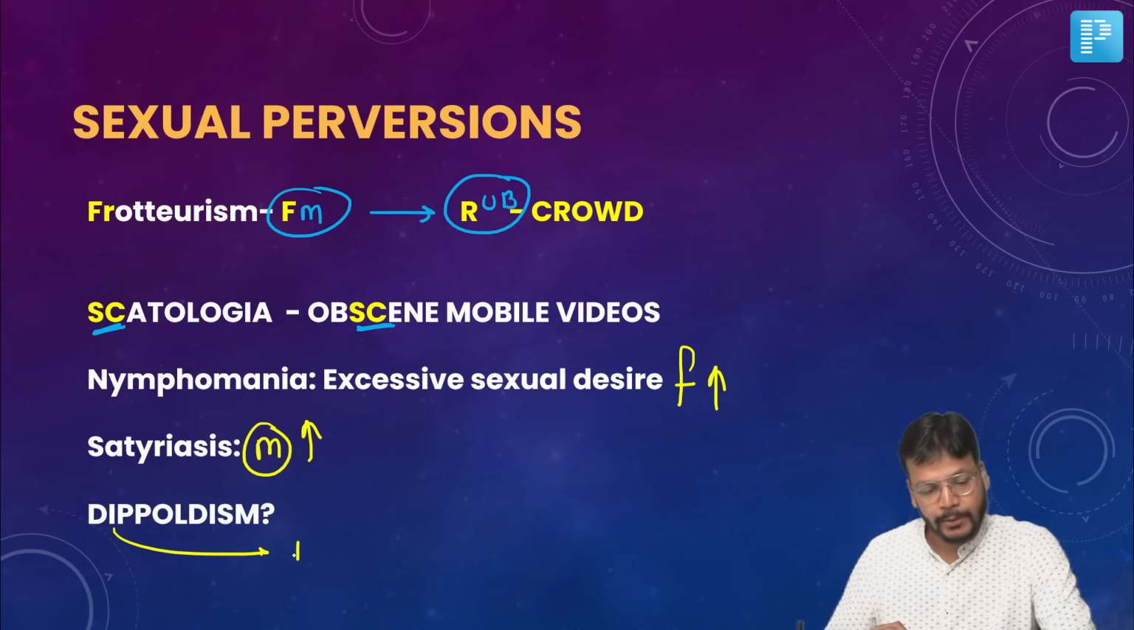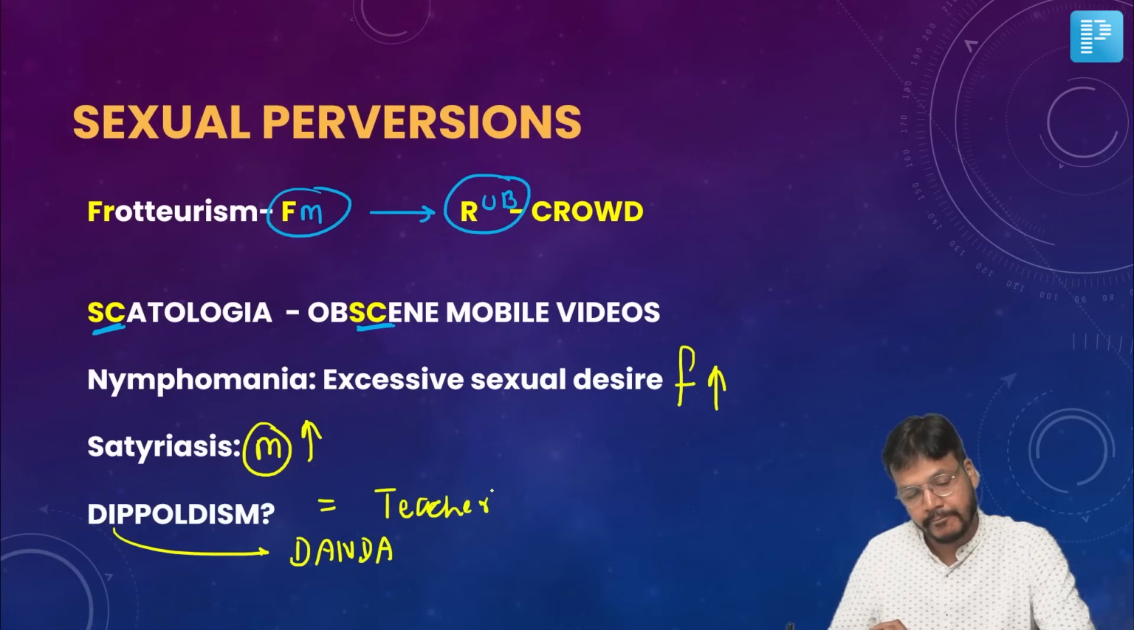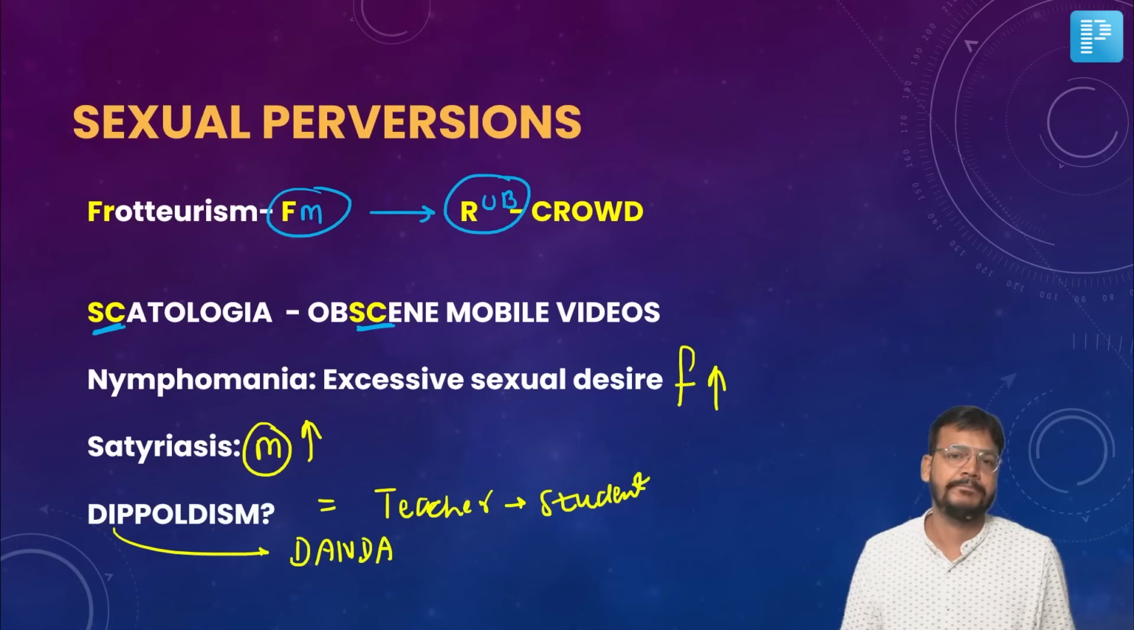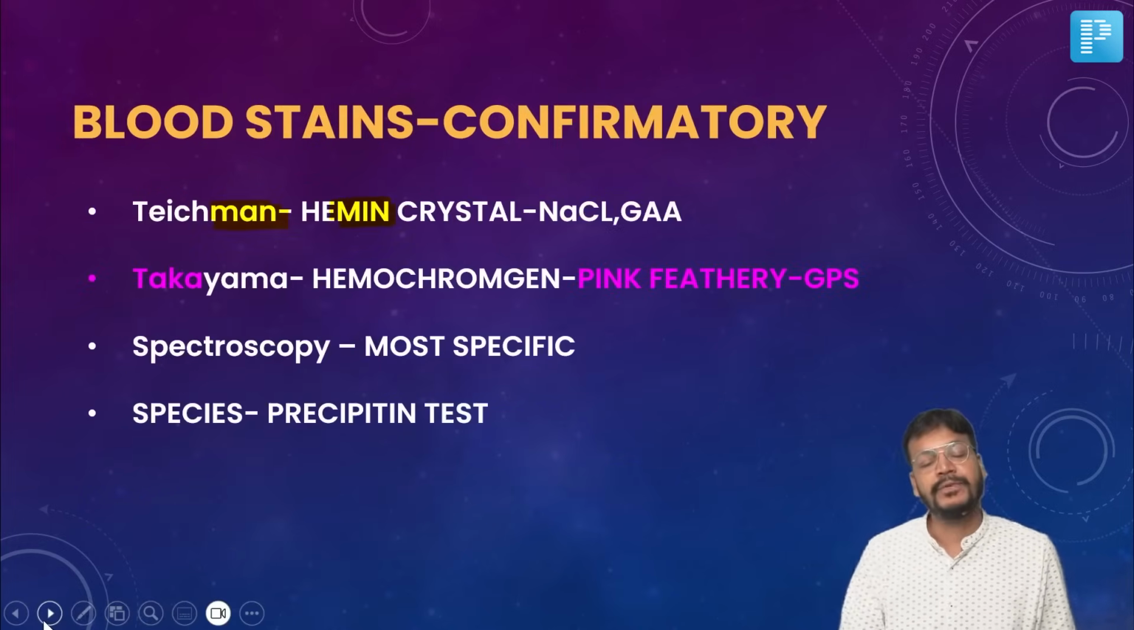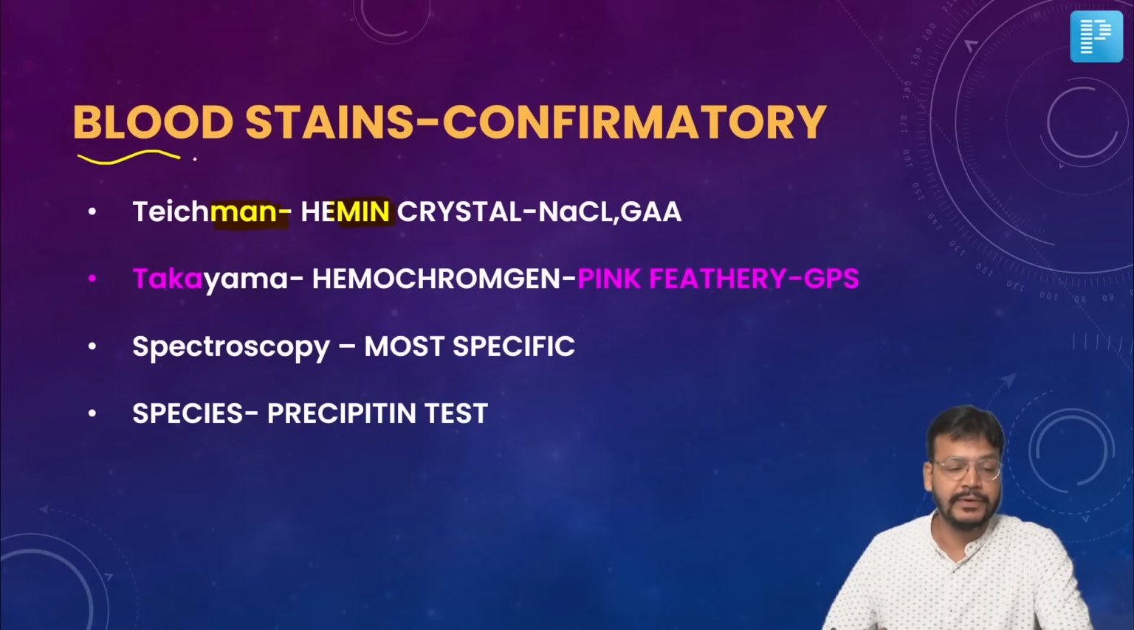D for dippoldism. How would you remember dippoldism? I will tell you a trick for this too. D for danda. A teacher beating the student. With a danda, he beats. A teacher beating the student, if sexually gratified, it's dippoldism. It is dippoldism. D for danda. That's a very simple trick. These all are paraphilia.